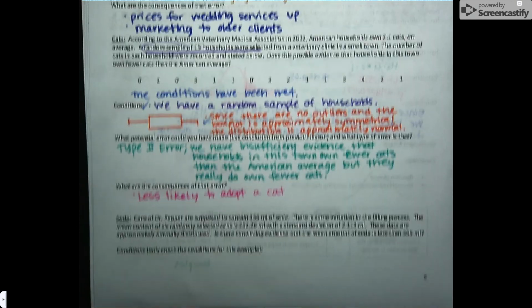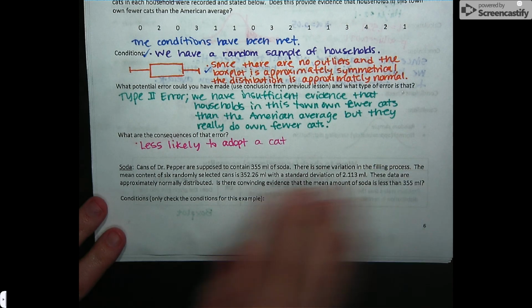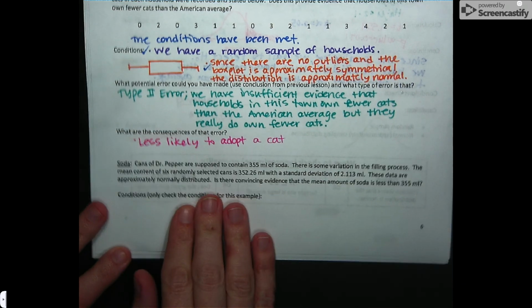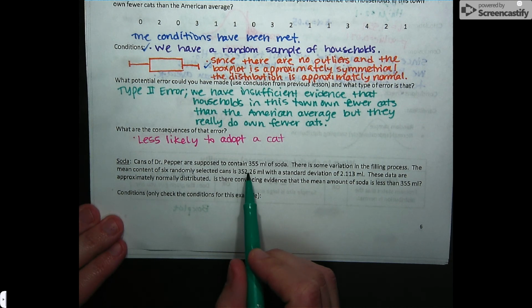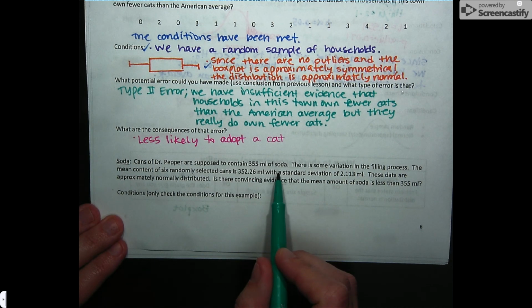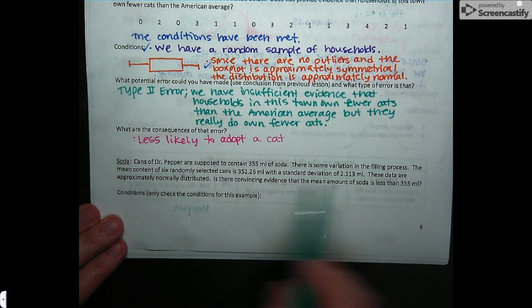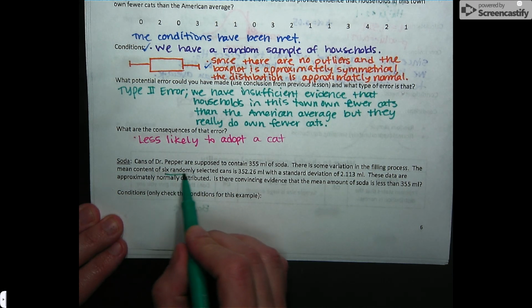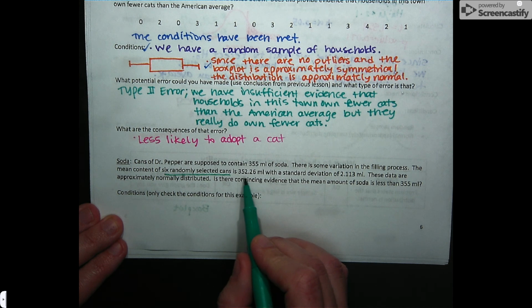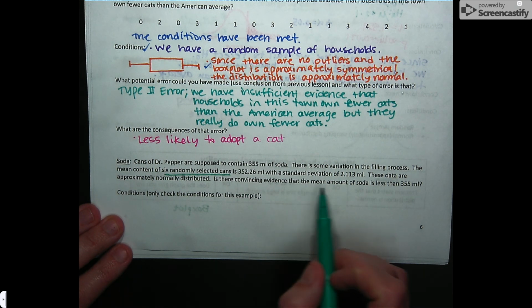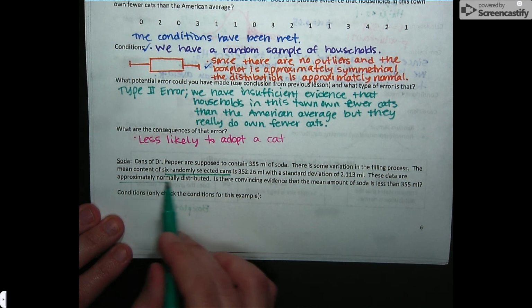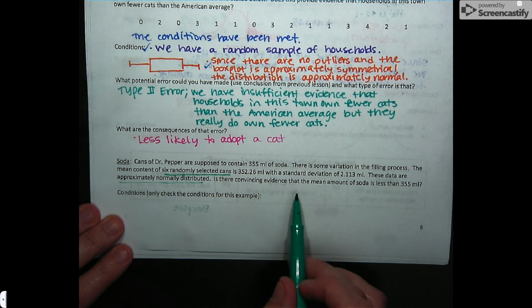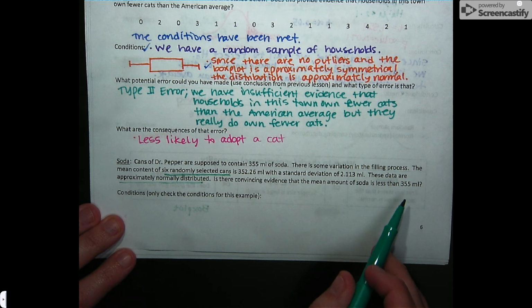Okay, so our last example today, we are not going to talk about error only because we're not going to actually do the full hypothesis test for this one, is about soda. Cans of Dr. Pepper are supposed to contain 355 milliliters of soda. There is some variation in the filling process. The mean content of 6 randomly selected cans is 352.26 milliliters with a standard deviation of 2.113 milliliters. These data are approximately normally distributed, and they want to know, is there convincing evidence that the mean amount of soda is less than 355 milliliters?